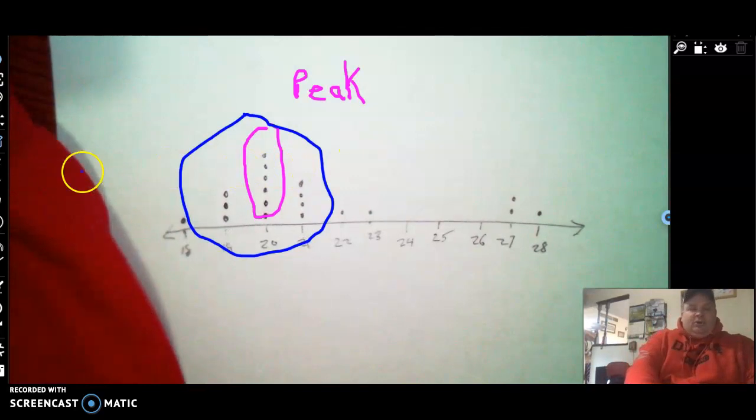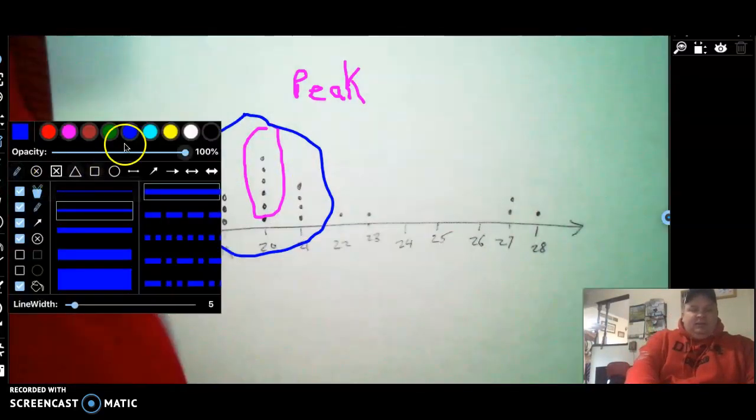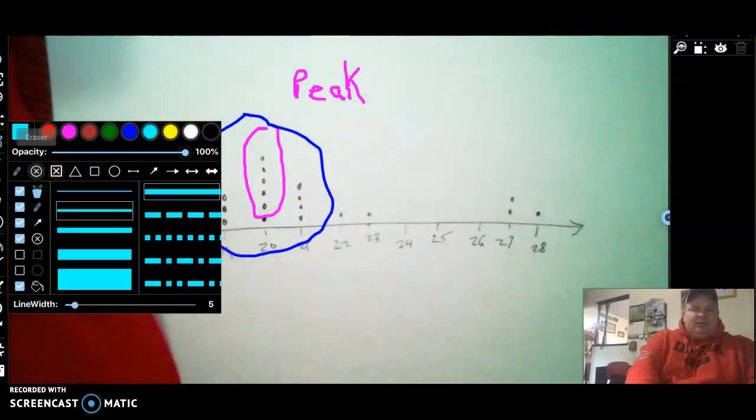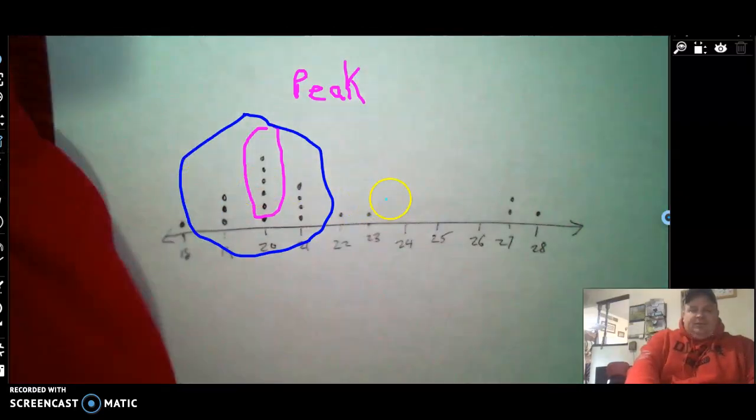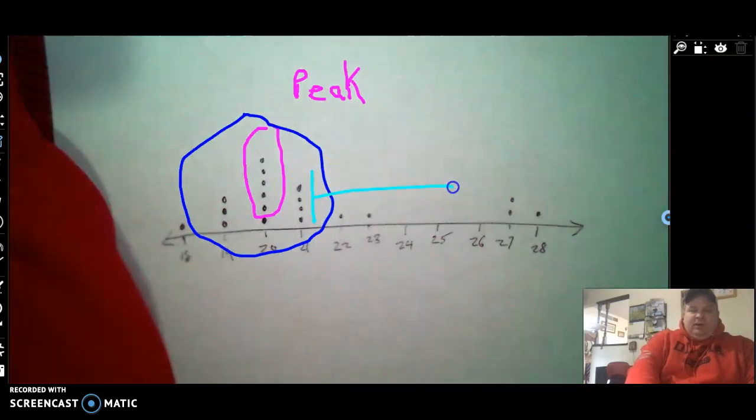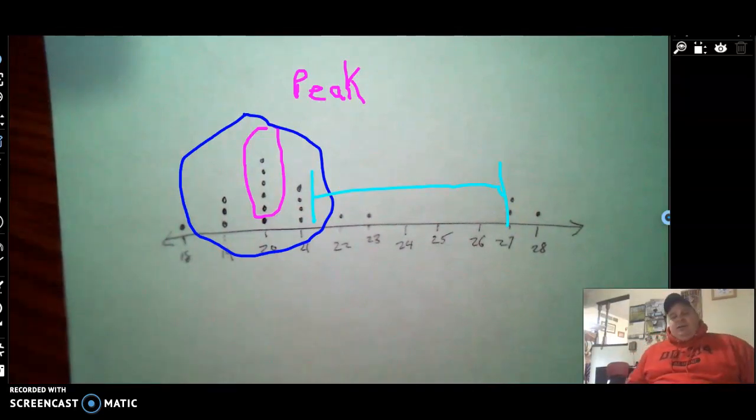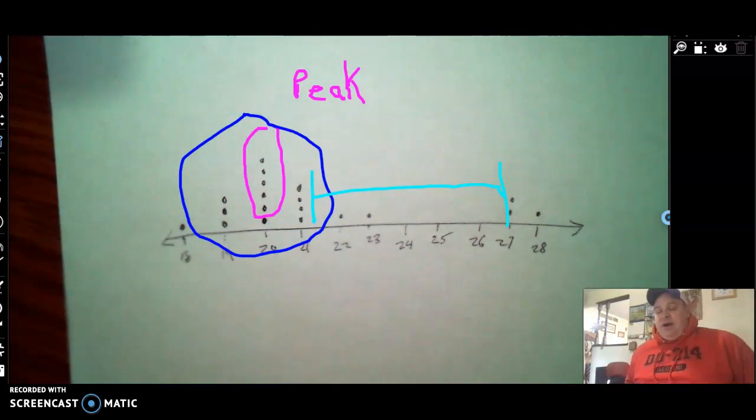One more time, I'll change the color just to distinguish. Right here, between 24 and 27 would be our gap. So three things you have to be able to identify are clusters, peaks, and gaps. Well, fourth would be the outliers, if there are any.